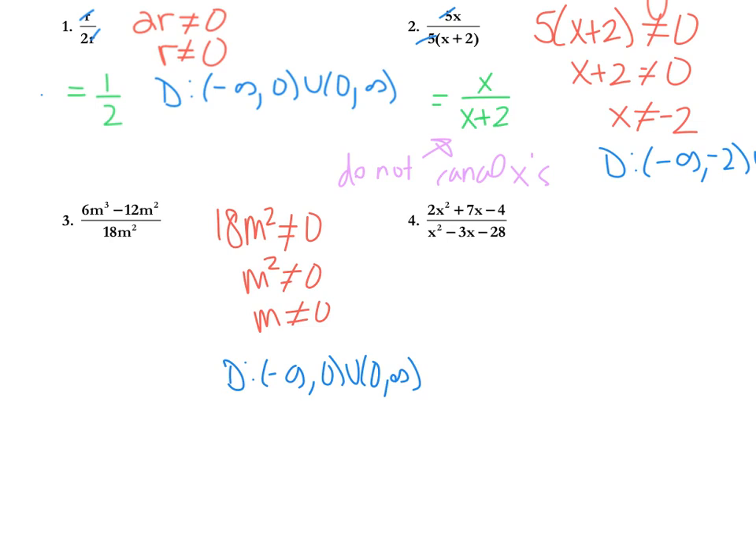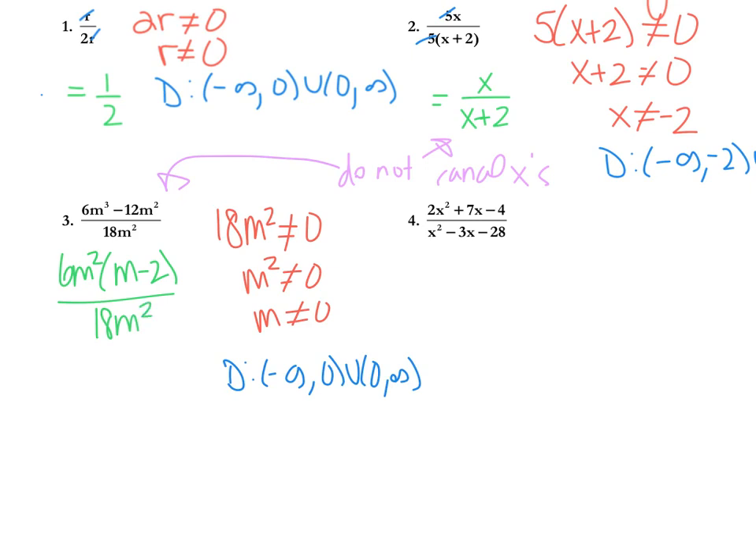Please do not start canceling the m's. So the same active note that we set over here applies to this example. Okay? You can't cancel individual terms across plus or minus signs. So just see if you can factor. So if you take a look at the numerator, I can take out a 6m squared, and I'm left with m minus 2 over 18m squared.